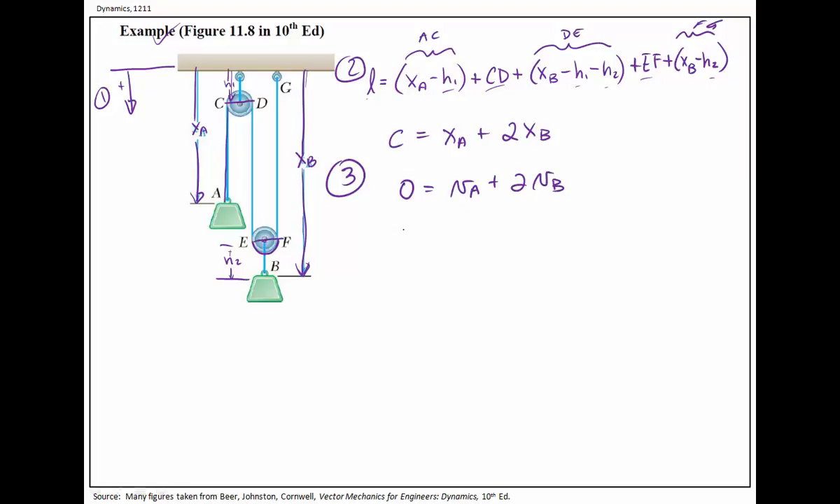And then we take the derivative of it, and it's going to be AA plus 2AB, acceleration of B. And therefore, the velocity of A is equal to negative 2 times the velocity of B. And the acceleration of A is equal to negative 2 times the acceleration of B. So we can see this relative motion type of thing.